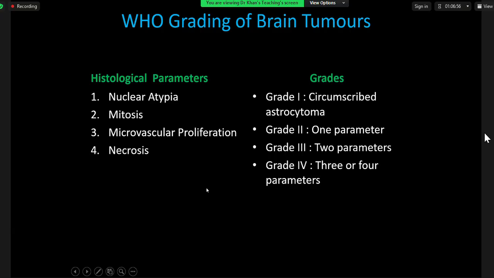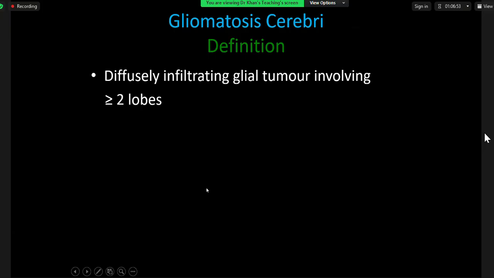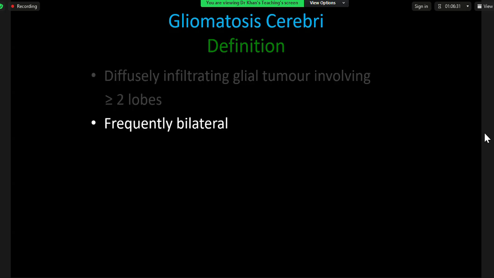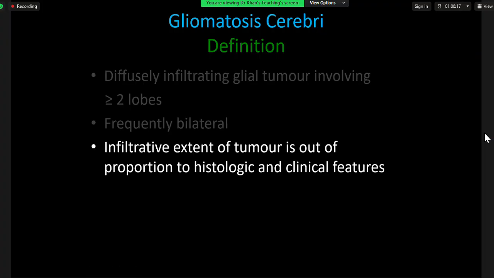Grade 4 is a GBM. So with this concept, with gliomatosis cerebri you have to develop your eyes on the pattern of this lesion. And this is a diffusely infiltrating glial tumor involving more than two lobes. And it has got a very unique configuration. It can cross through the massa intermedia, through the thalamus to the other side, or through the corpus callosum to the other side, so it can be bilateral. It can involve 3, 4, 5 lobes.